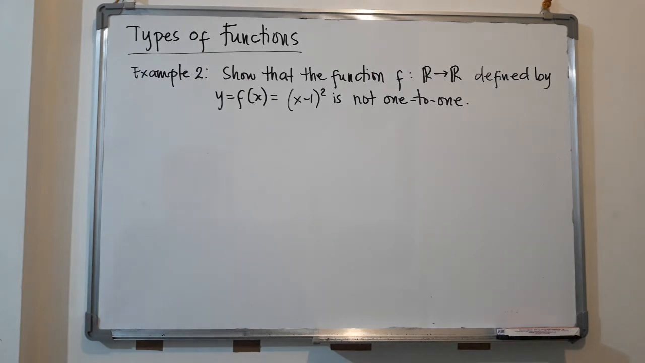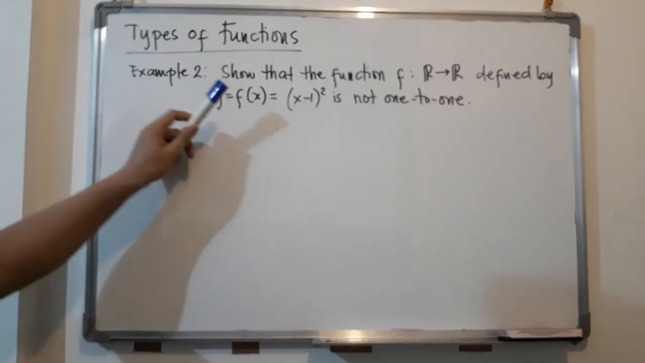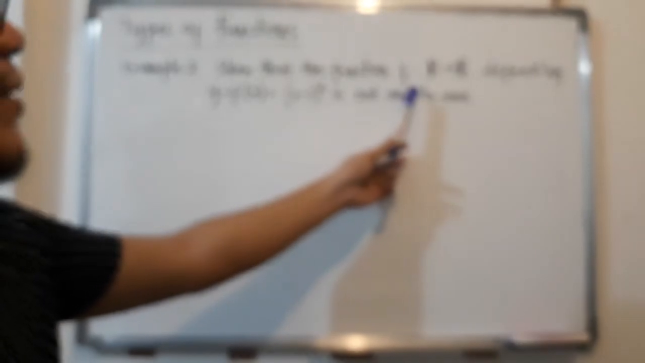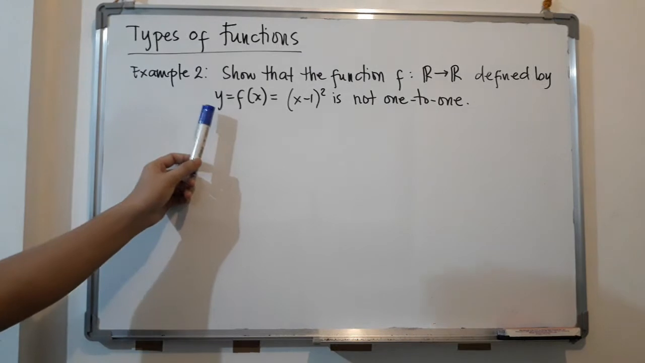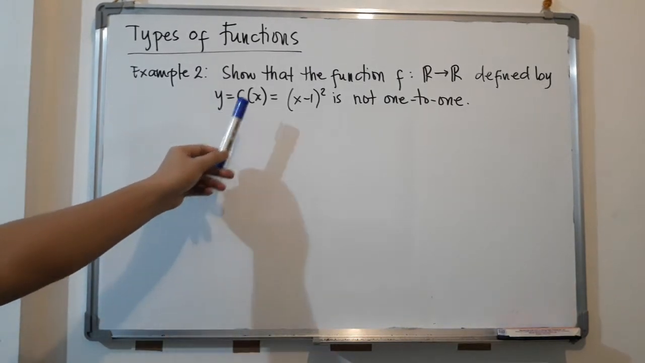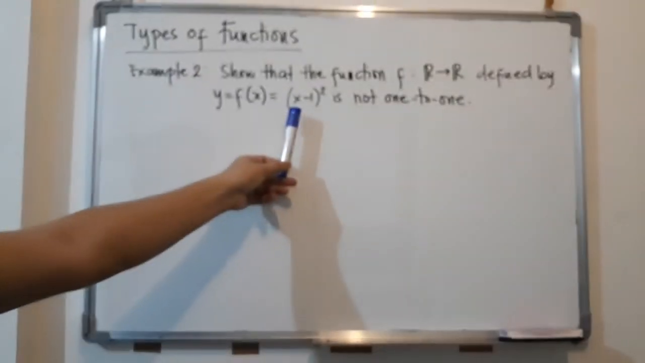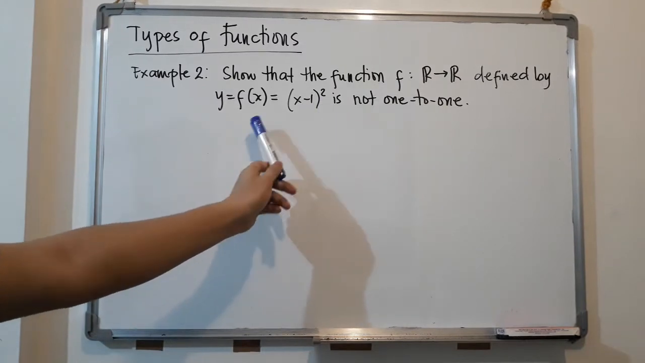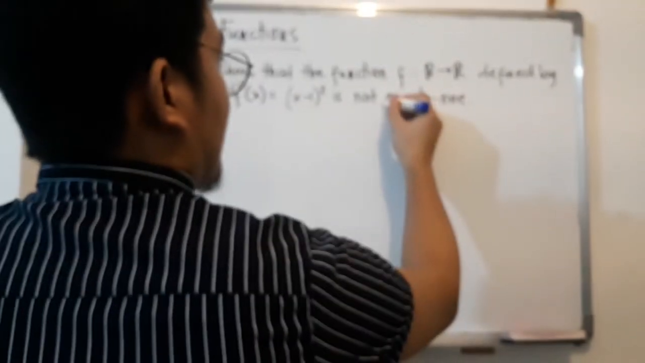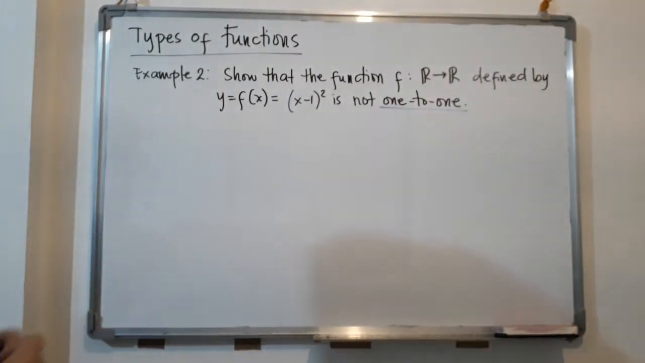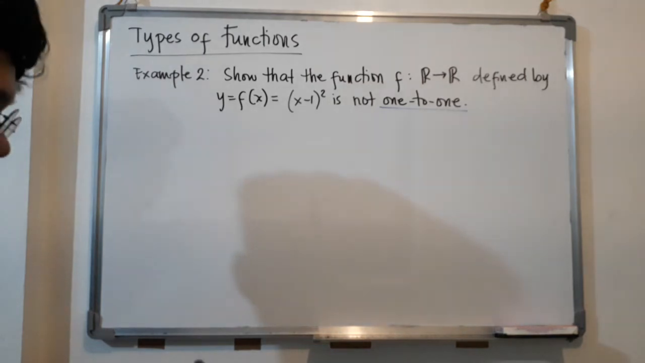So let's try example number 2. Show that the function f, a mapping from set of real numbers to set of real numbers defined by y, which is a function value of x and is equal to the quantity x minus 1 square, is not one-to-one. Okay? When can you say that a function is not a one-to-one function? Okay? When can we say that a function is not a one-to-one function?